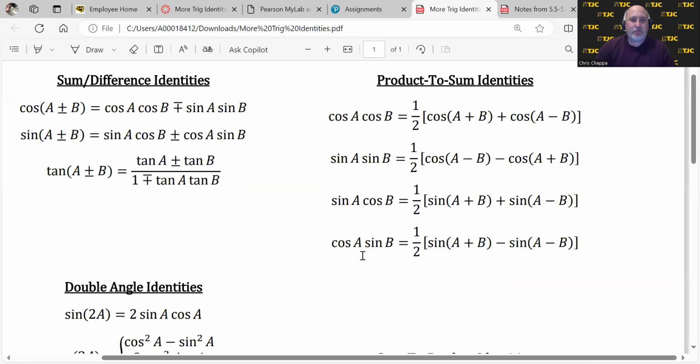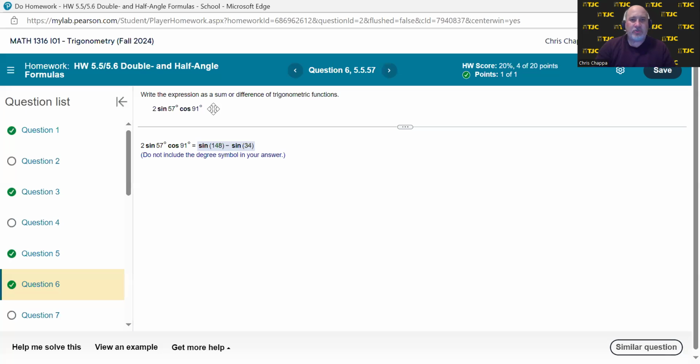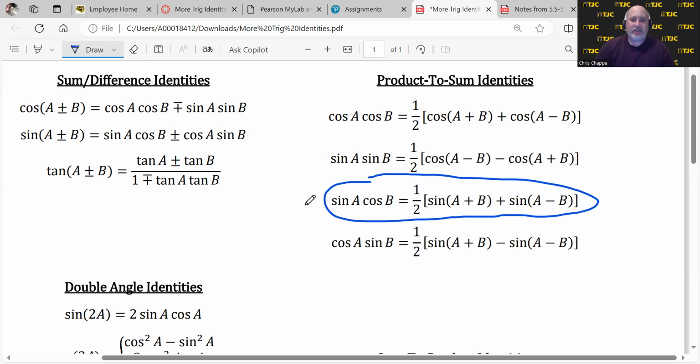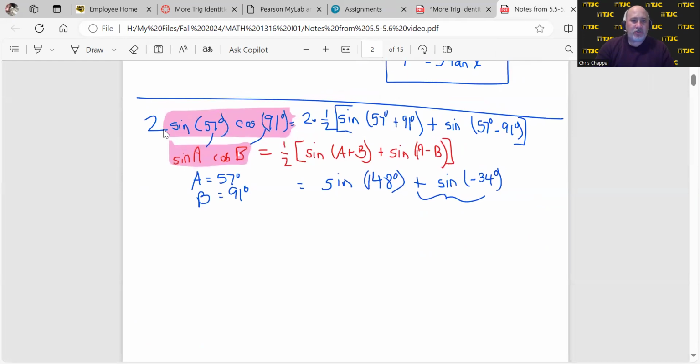Since the expression that we were trying to rewrite was a sine times a cosine, we went to the correct formula, which was sine times cosine. Now, the expression had a 2 in front of it, which really didn't change anything because the 2 just sat there while we applied the sine cosine product formula to 57 degrees and 91 degrees and ended up getting 1/2 times sine of the sum plus sine of the difference, but the 1/2 and the 2 canceled.